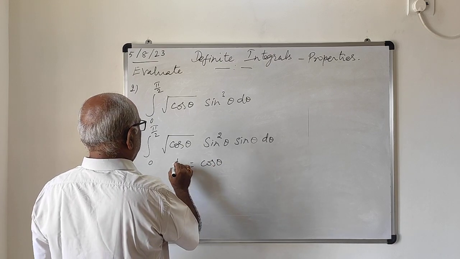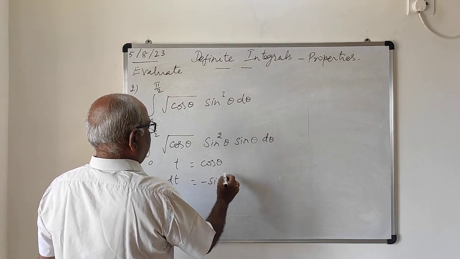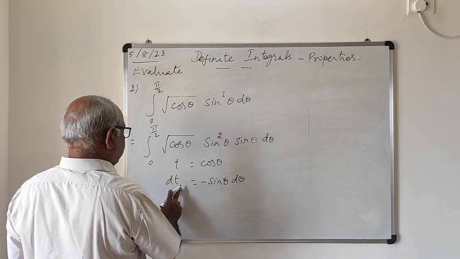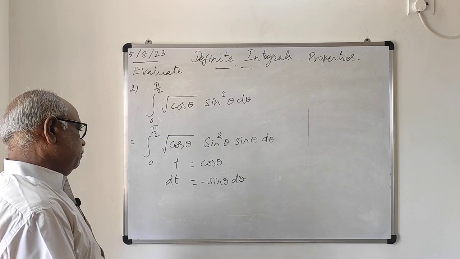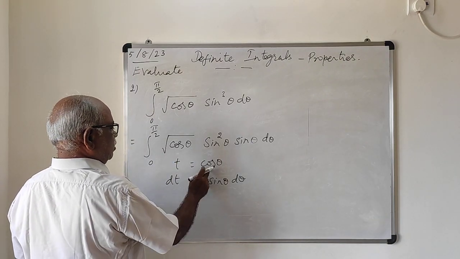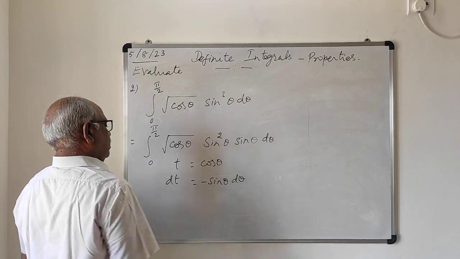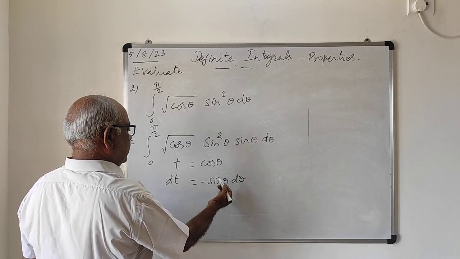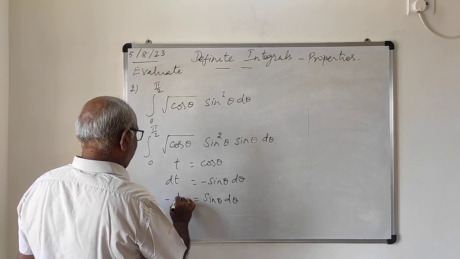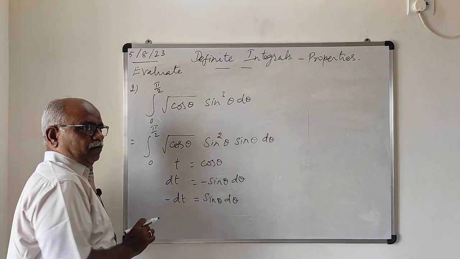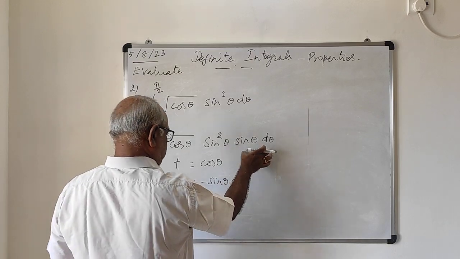In this expression, you put t equal to cos theta. What is dt by d theta? The derivative of cos theta is minus sin theta, so if t equal to cos theta, dt is minus sin theta d theta. I can write sin theta d theta as minus dt. I bring this minus to the left hand side because I want sin theta d theta here in the problem. Instead of that, I am going to replace minus dt.